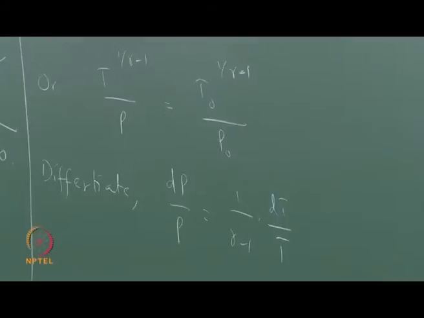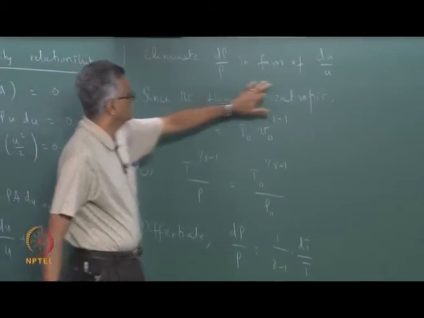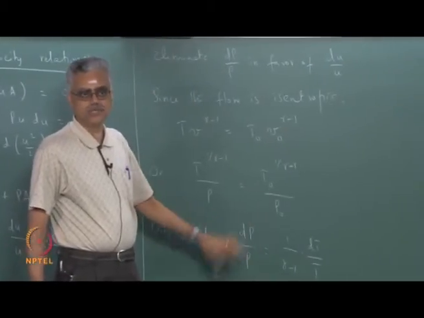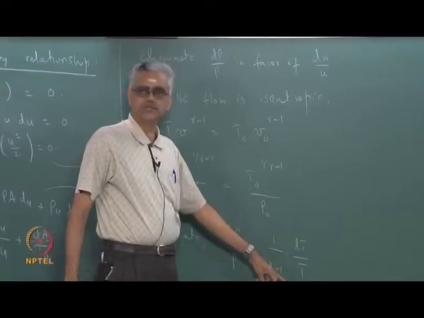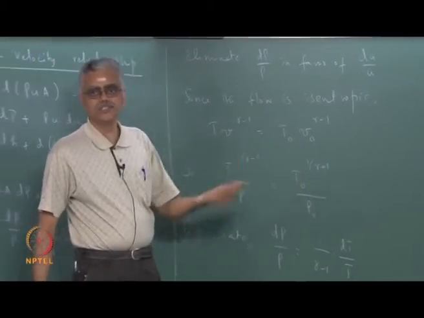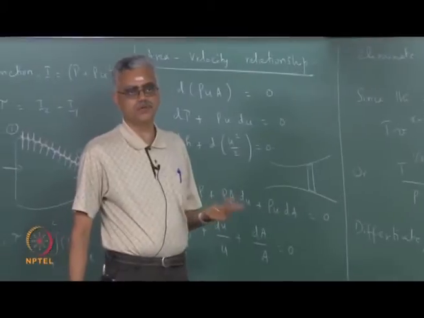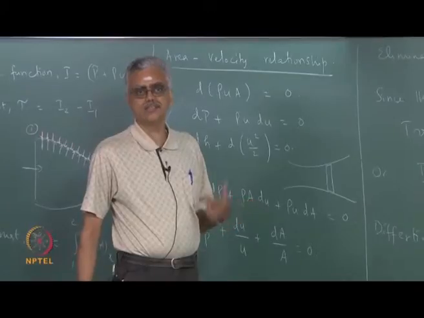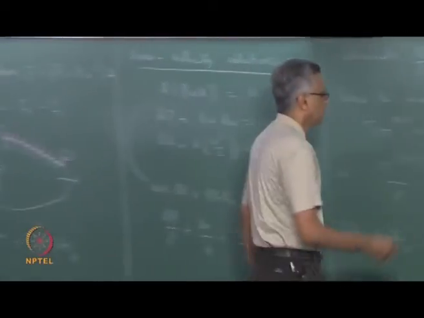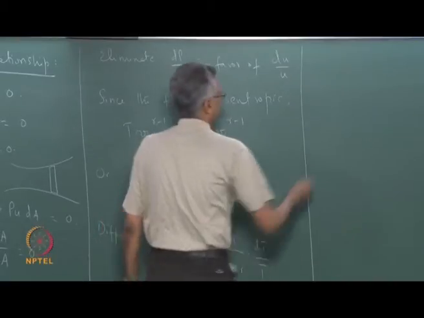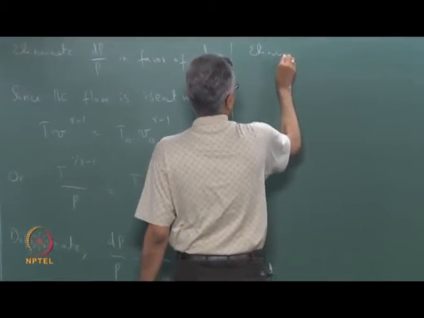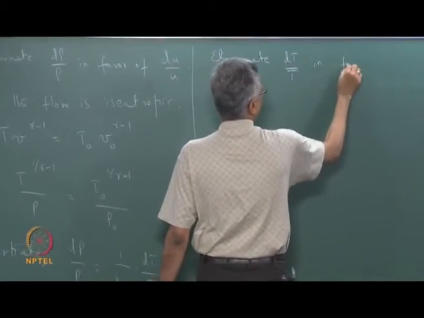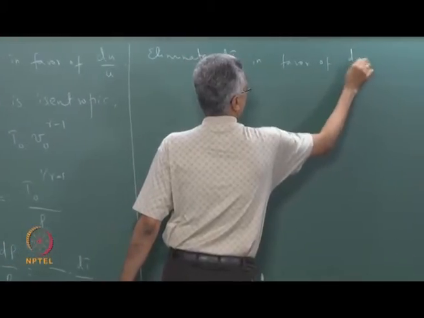So, we wanted to write d rho over rho in terms of du over u. We have managed to write d rho over rho in terms of dT over T. Now, we have to relate dT over T to du over u. Changes in static temperature have to be related to changes in velocity. How do we do that? We use the definition of the stagnation temperature and the fact that stagnation temperature is a constant, right. So, we can write, so we eliminate dT over T in favor of du over u.